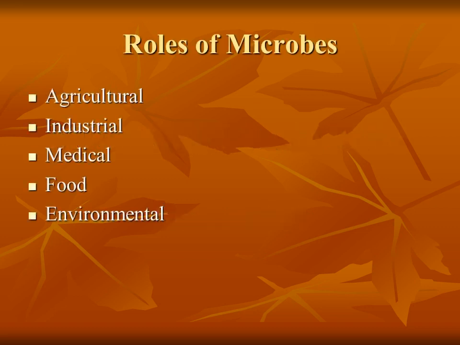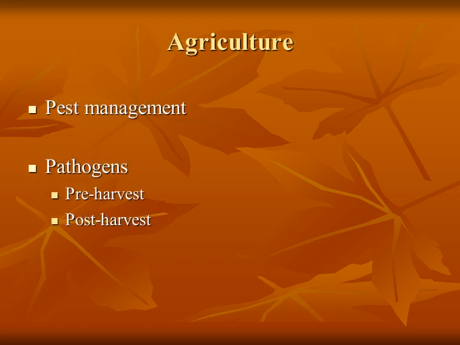Microorganisms have a lot of different roles. They play roles in agricultural, industry, medicine, food, and environmental microbiology. Very briefly looking at some of these, in agriculture they can oftentimes be used for pest management. There are some bacteria that are used as a biological means of controlling pests such as fungi and insects, and therefore if the farmer can use these instead of chemicals, that's a good thing.